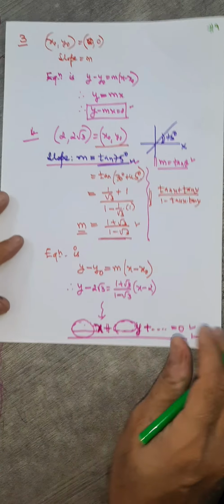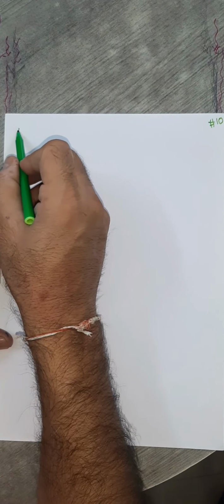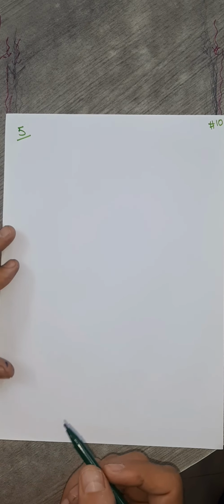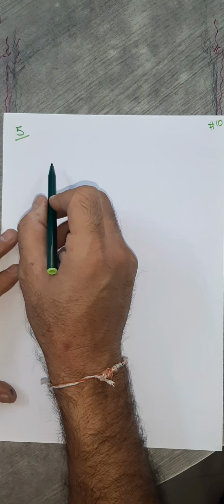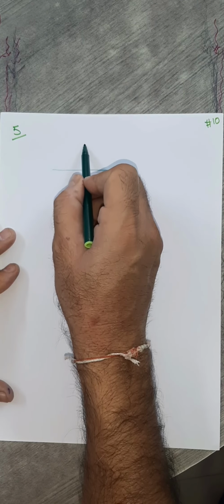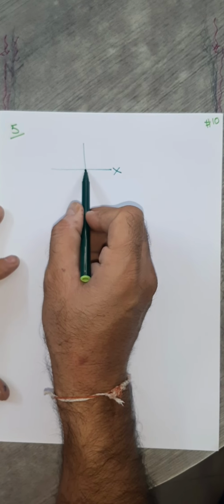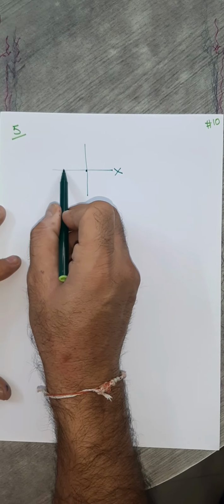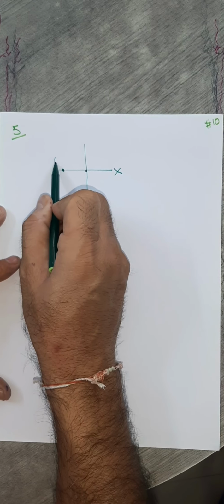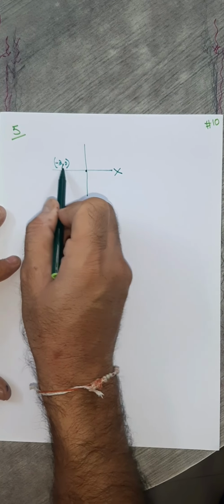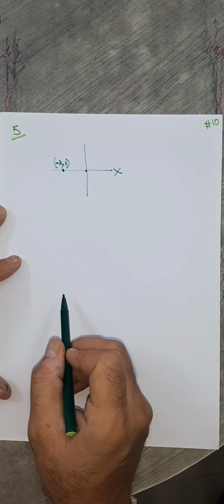Okay, question number 5. See what the fifth question says. There is more to understand than to write. Intersecting the x-axis at a distance of 3 units to the left of the origin. Okay, so this is the x-axis, this is the y-axis, this is the origin. 3 units to the left of the origin. So over here, 3 units. So (-3, 0), right? Left side, so here the x-coordinate will be negative.